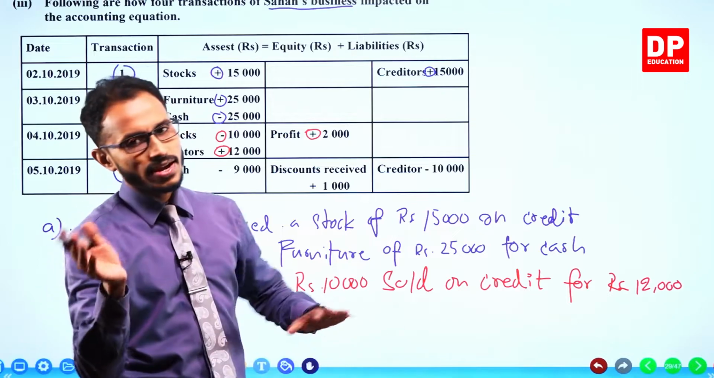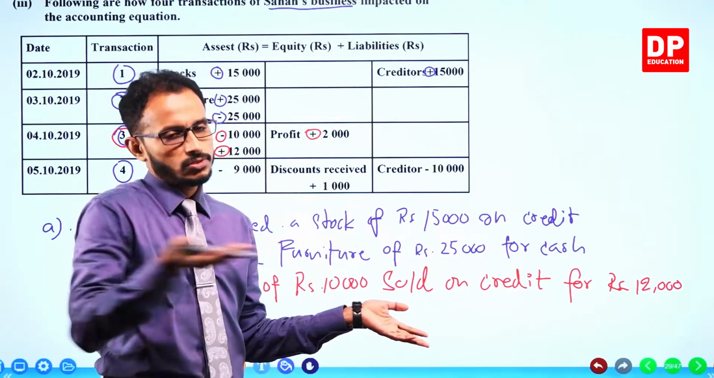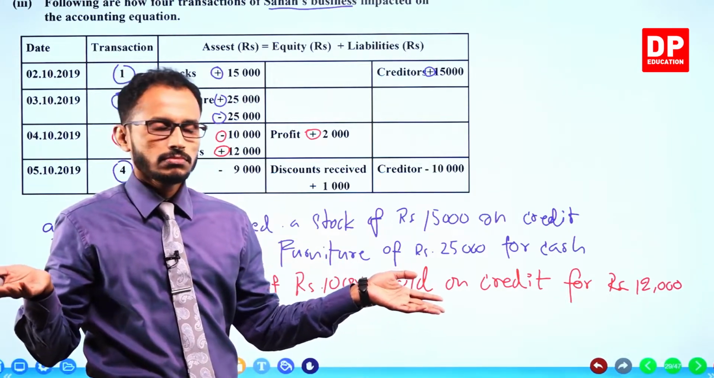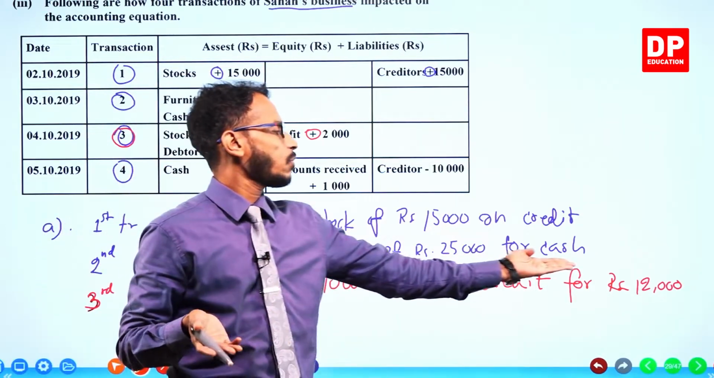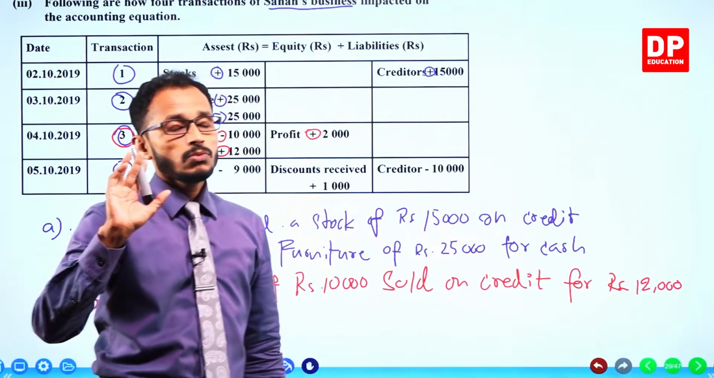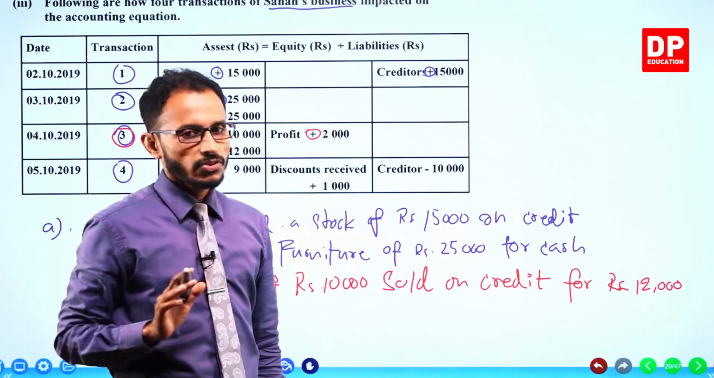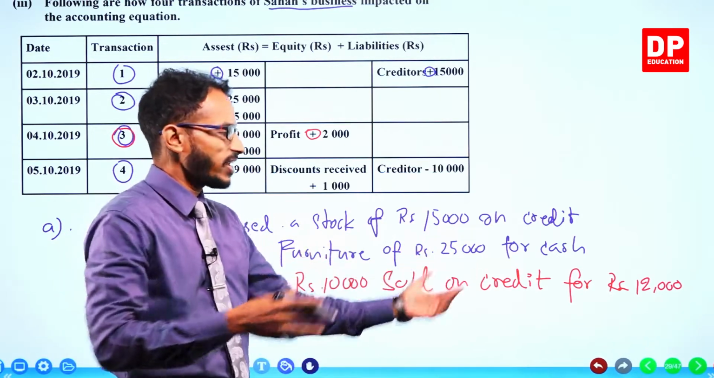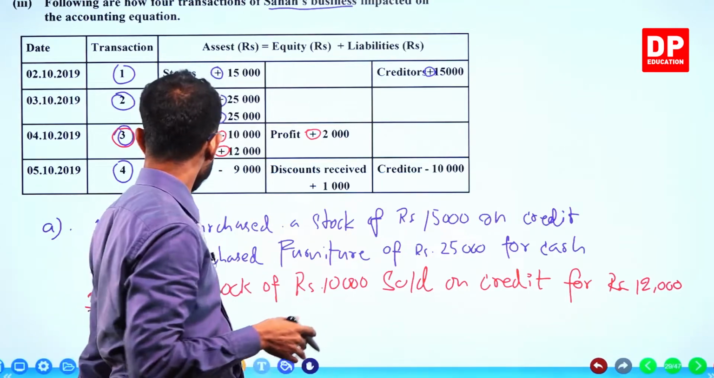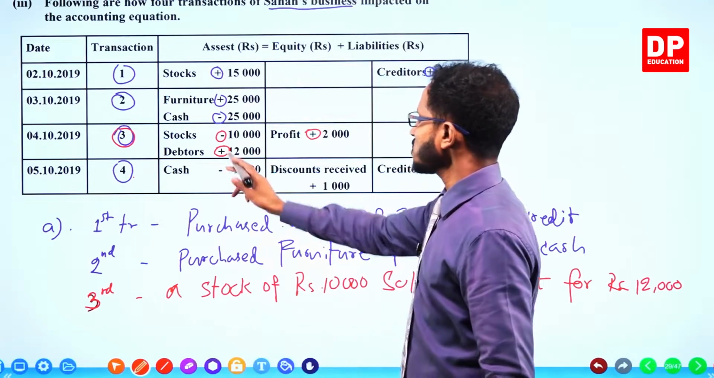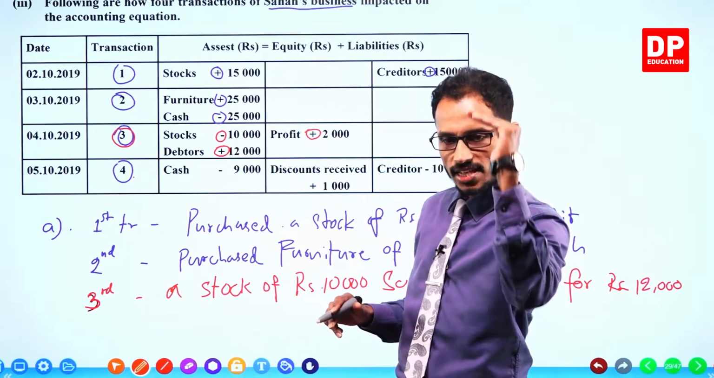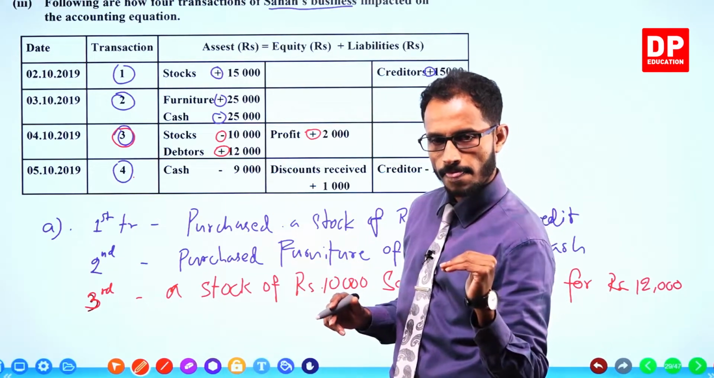Okay, you can write it. You can ignore it. When you say a stock of 10,000 sold for 12,000, it's clear that there is a profit of 2,000. If you want, you can write it with the profit of 2,000. Okay. Fourth one, cash 9,000 decreased. Cash has decreased. Okay.